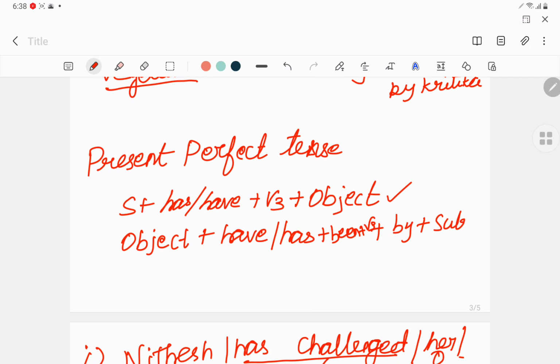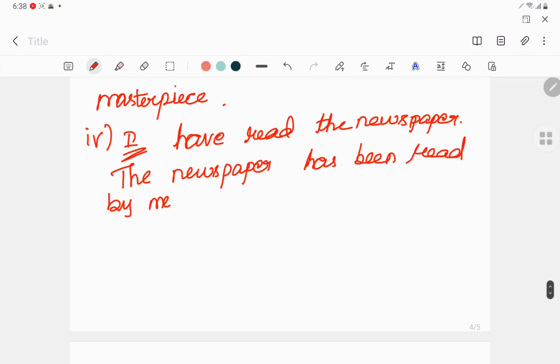Apart from that you have one more tense, the perfect continuous tense. But here while changing active voice into passive voice, you can't change present perfect continuous. Past perfect continuous also you can't change. Future perfect continuous also you can't change. Okay, so these are all the rules you want to keep in your mind.